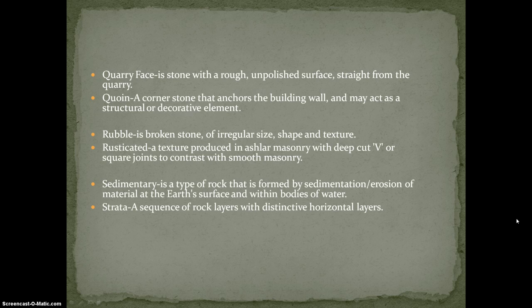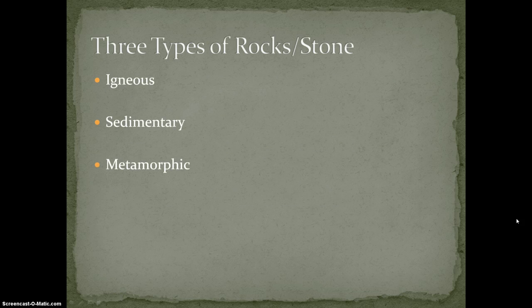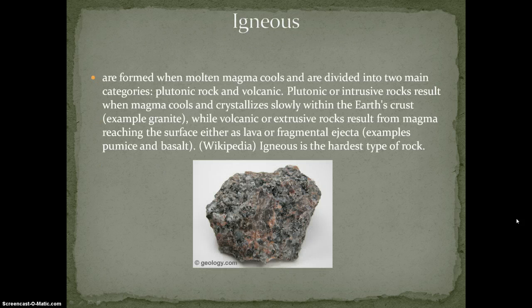Sedimentary is a type of rock that is formed by sedimentation or erosion of material at the Earth's surface and within bodies of water. Strata is a sequence of rock layers with distinctive horizontal layers. There are 3 types of rock or stone. The first is igneous, then sedimentary, and metamorphic.